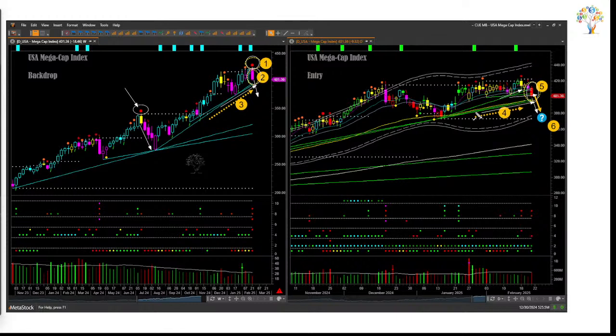If we ignore the trend line supports, but I don't ignore them, just saying if I ignore them, then you can see that it is looking bearish. Certainly it doesn't allow buying, and it doesn't allow shorting because of the trend line support. Now this is the mega cap custom index.